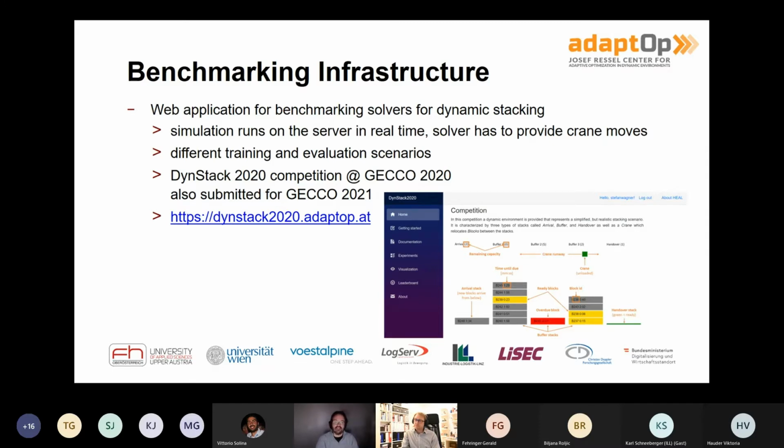So benchmarking is really an issue, and we decided to create a web application for benchmarking solvers, in that context for dynamic stacking. The simulation is run on a server which we host in real time, and solvers can communicate with the simulation to provide optimized crane moves. And we have different training scenarios and different evaluation scenarios. And we implemented this benchmarking infrastructure also to provide a common platform for benchmarking dynamic optimization problems to the community.